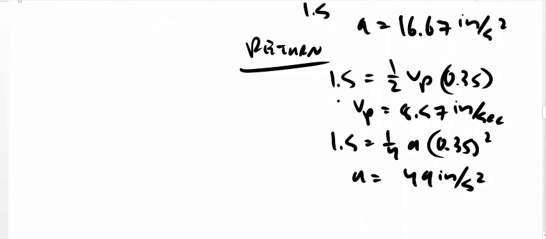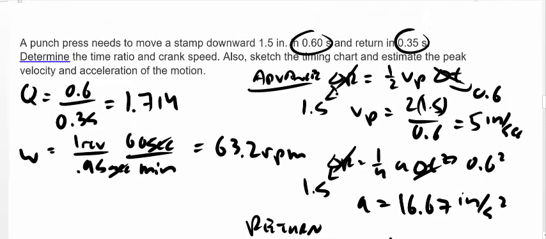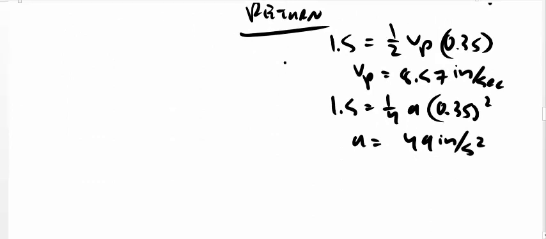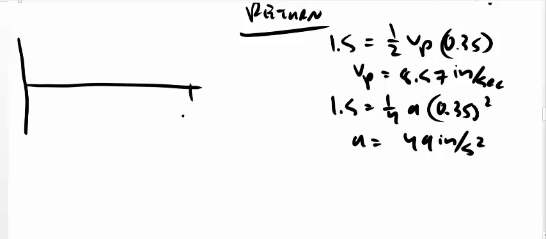Alright, so now it's time to graph this stuff. Alright, so it says, sketch a timing chart and estimate the peak velocity and acceleration of motion. So, even though this is not required, I'm going to draw another chart, which is just a displacement, right? Because we notice that displacement is going to happen over a certain amount of time, which is at 0.95 seconds. It displaces 1.5, all right, that would be in inches. All right, so it's going to essentially be something like this, right?